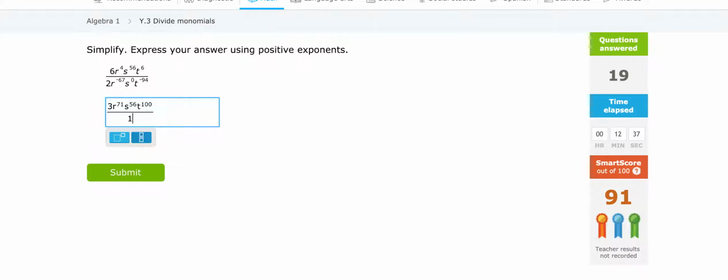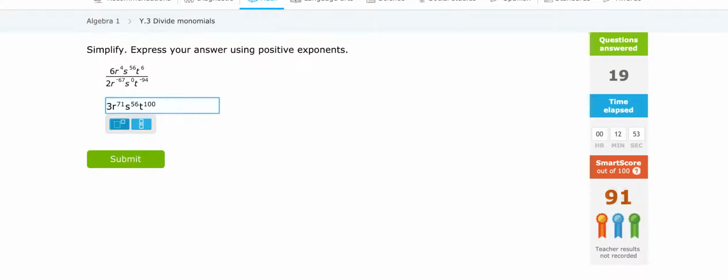And in the bottom, we're just going to have 1. So again, if we planned ahead, we should have just said 3r to the 71, s to the 56, and then t to the 100th power. This would have actually been good enough and saved us a little bit of typing, but that's fine.